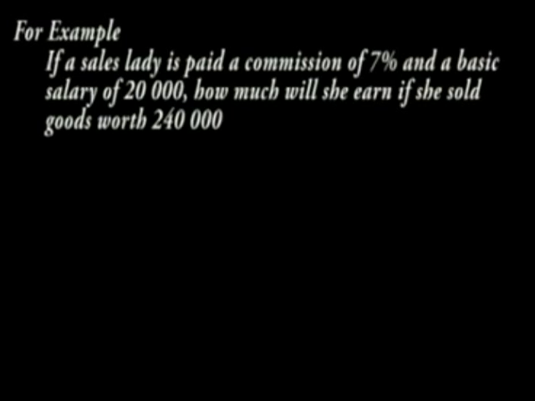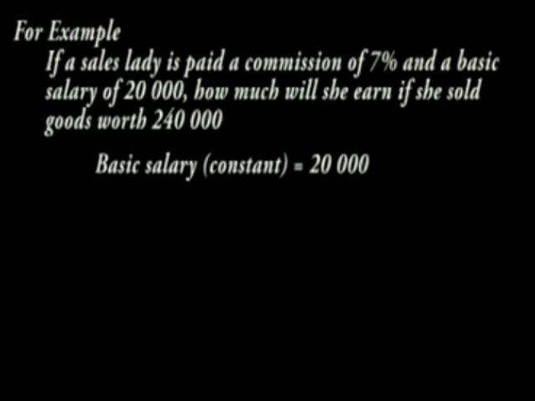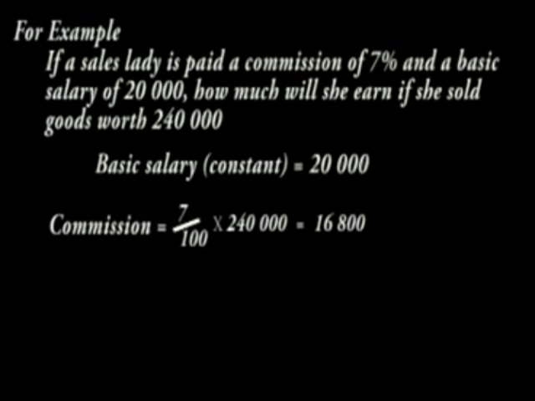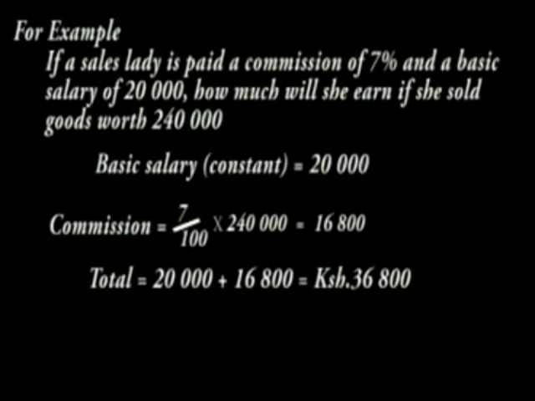240,000? In our solution, the basic salary is constant at 20,000 whether she sells or not. So she gets a commission of 7% of 240,000, which will give us 16,800. So her total pay is basic salary plus the commission, that is 20,000 plus 16,800, and she gets 36,800 shillings.